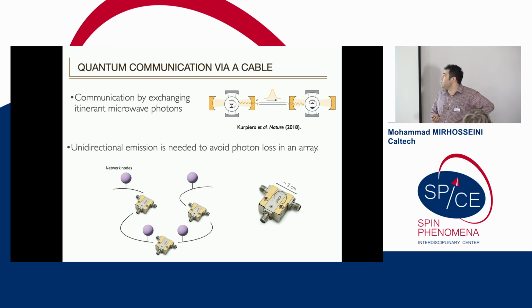And the other additional benefit is that you can, in principle, think about running a long cable between many qubit nodes and then think about ways of realizing connectivity between each qubit pair. However, to avoid back reflections in schemes like this, you need some sort of unidirectional photon propagation, which you can do using circulators. These are non-reciprocal components in the microwave domain.